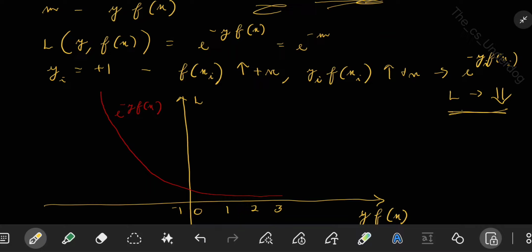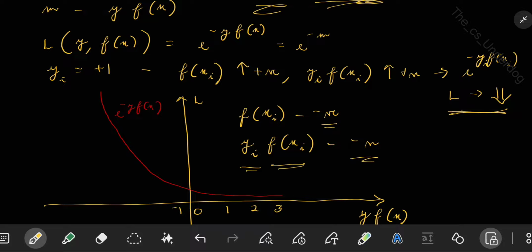Let us try to see the second case. Again, my yi will take the same value, plus 1. That is, this particular example belongs to class plus 1. In case my value of f of xi is negative, what does that mean? If my f of xi is negative, the value yi into f of xi is also going to be negative, because my yi is plus 1. So plus 1 times a negative value is again going to be negative.